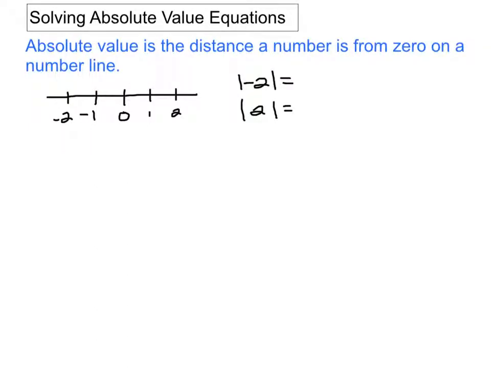Here we're going to talk about solving absolute value equations, but before I start talking about that, I want to make sure we have a clear understanding about what absolute value actually is. The absolute value is the distance away from zero a number is on the number line.